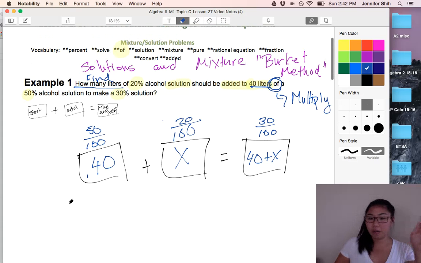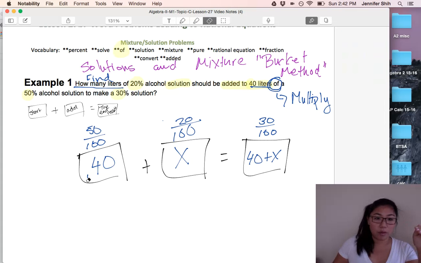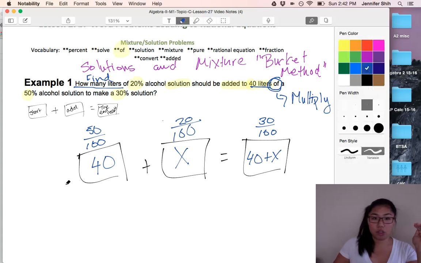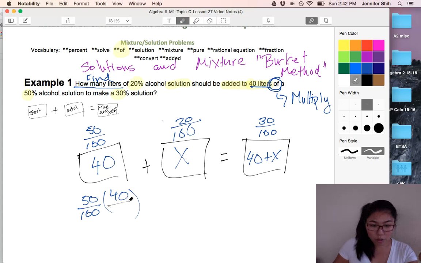So now let's set up this problem. We have 50% of, this is not a 0.4, we have 50% of a 40 liter solution. So it's going to be 50 over 100 times 40. And I wrote 40 up here because I know that there's an invisible 1 down here.